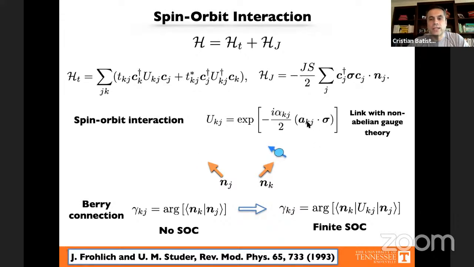And the rotation axis is denoted by this boldface A variable. It's a bond variable because we have a U matrix for each bond. So we have this A kj, and the rotation angle is this variable alpha kj. So this is a bond variable. It's an SU2 field, a bond variable.